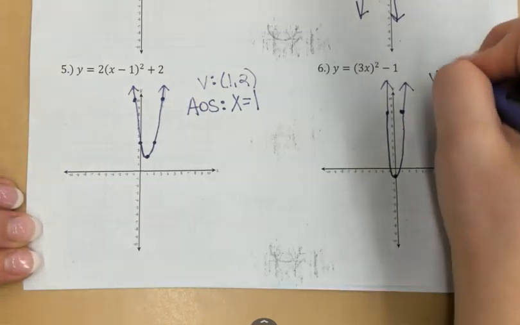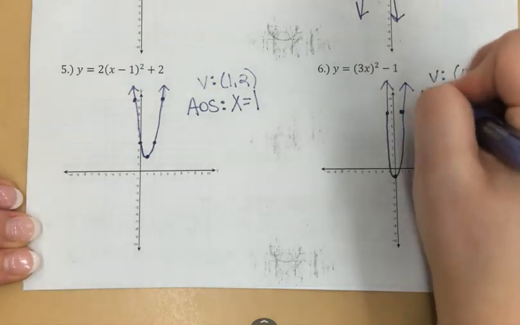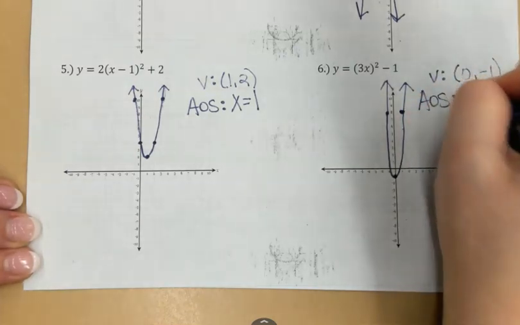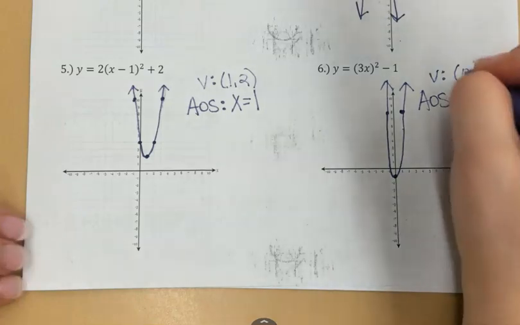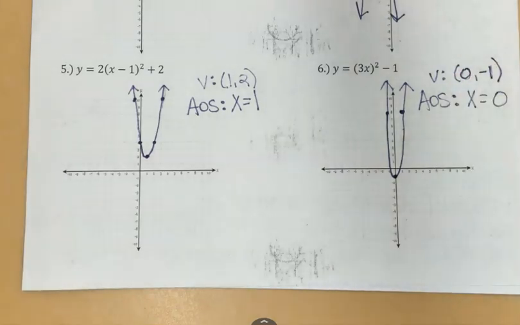But my vertex is at 0, negative 1, and my pen is quitting on me, but my axis of symmetry is at x equals 0. And that wraps up our day 1 on quadratic transformations.